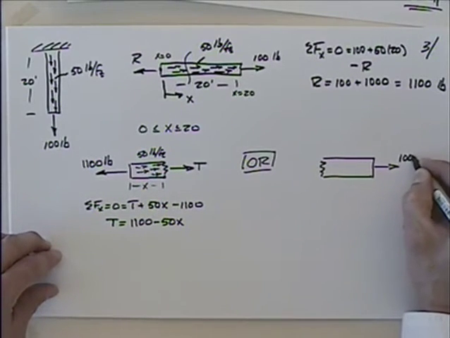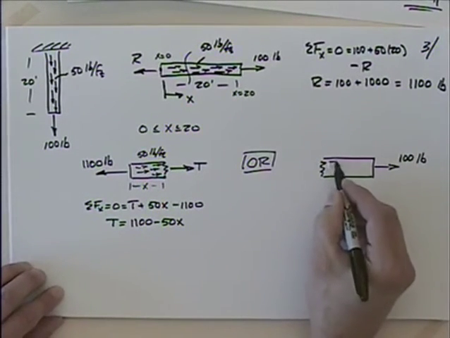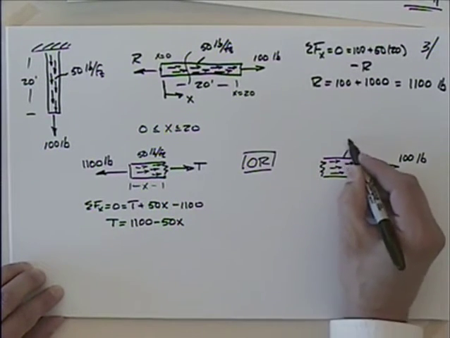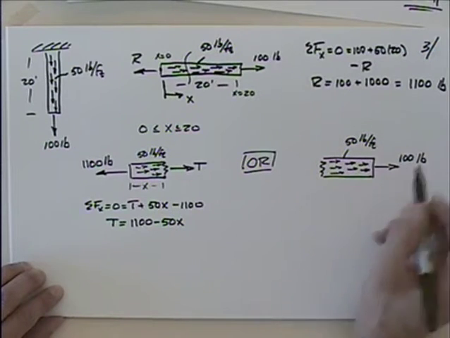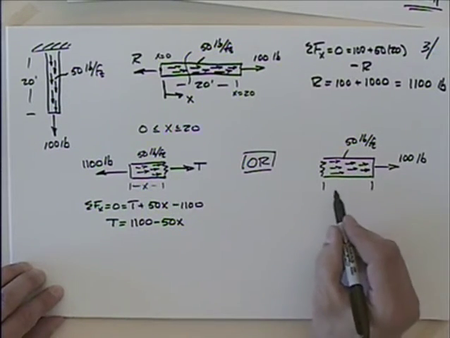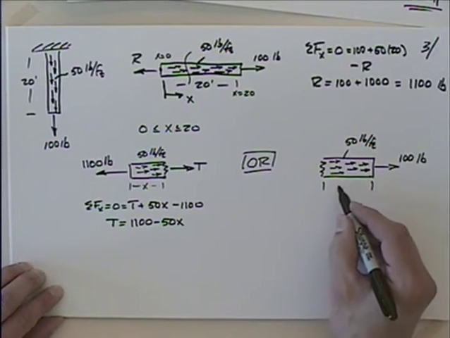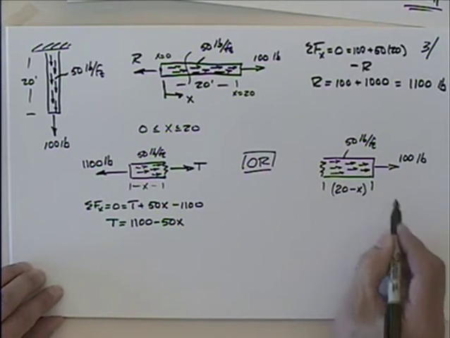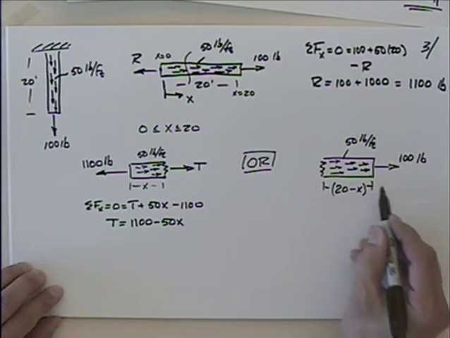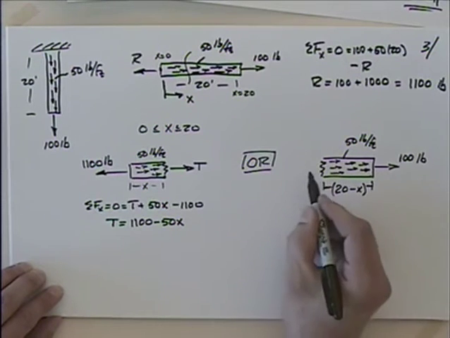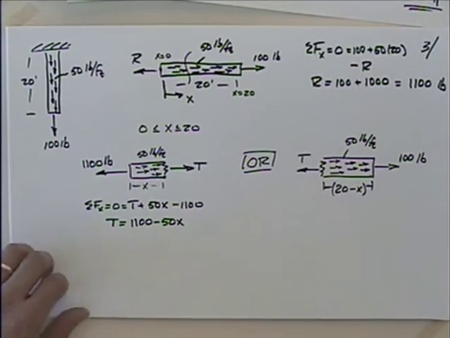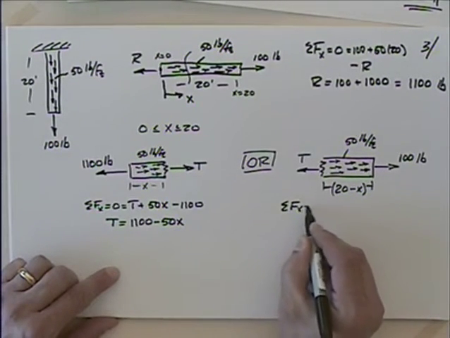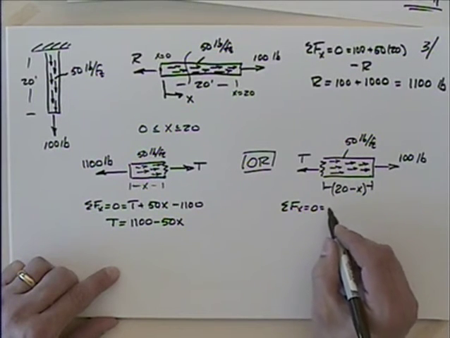So there's 100 pounds. And then I still have this 50 pounds per foot. And the big thing here is that this dimension is no longer x, it's L minus x, or 20 minus x, isn't it? That's what that distance is. And I need to put this force in there according to the deformation sign convention. So when I sum the forces here in the x direction, setting that equal to 0, what do I have?